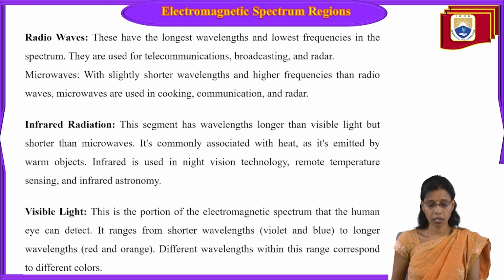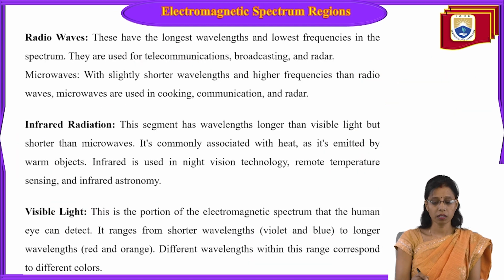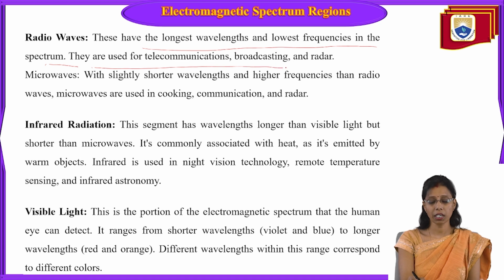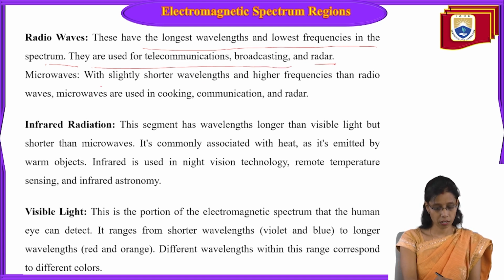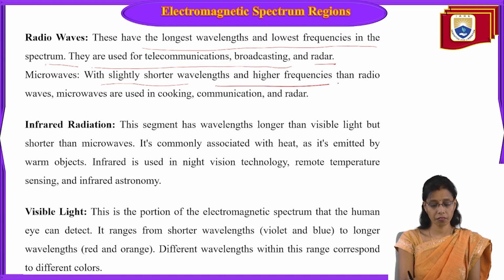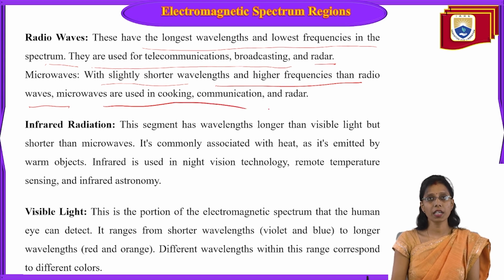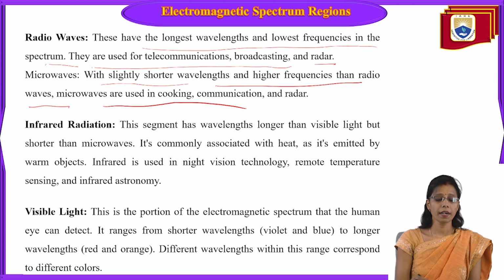Okay. Next, we have the electromagnetic spectrum regions. This is the description of the regions. Radio waves have the longest wavelength and the lowest frequency in the spectrum, so they are used for telecommunication, broadcasting, and radar. Microwaves have slightly shorter wavelength and higher frequency than radio waves, and are used for cooking, communication, and radar. These regions are very helpful nowadays, and as they have the longest wavelength and very low frequency, they are helpful for telecommunication, broadcasting, radar, and microwave purposes.